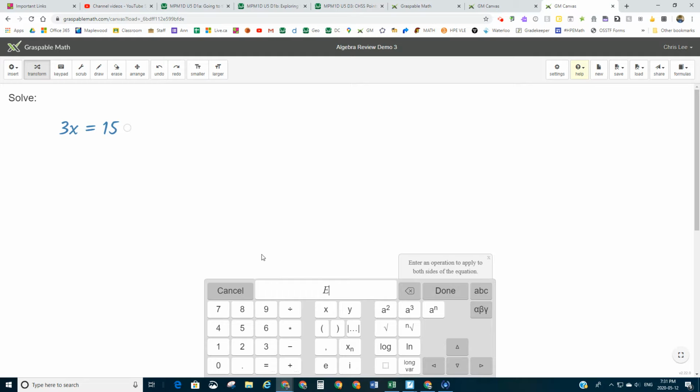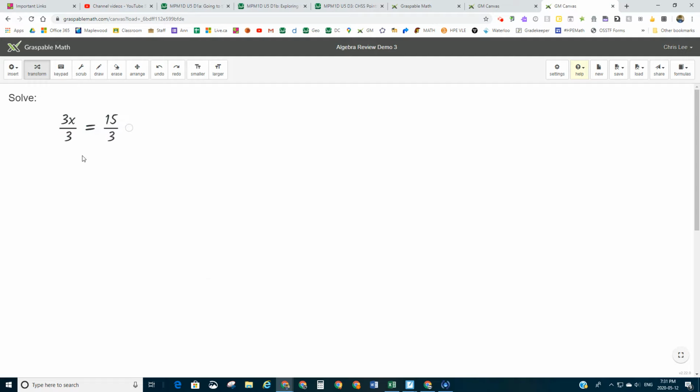So since I have to divide both sides by 3, I'm going to push divide by 3. And you can also type that on your keyboard. When I push done, you'll see that Graspable Math divides both sides by 3. Now I'd like to see this as a step. To the right, you should see a small little circle. If you click and drag that circle down, you'll see the original question and our next step.